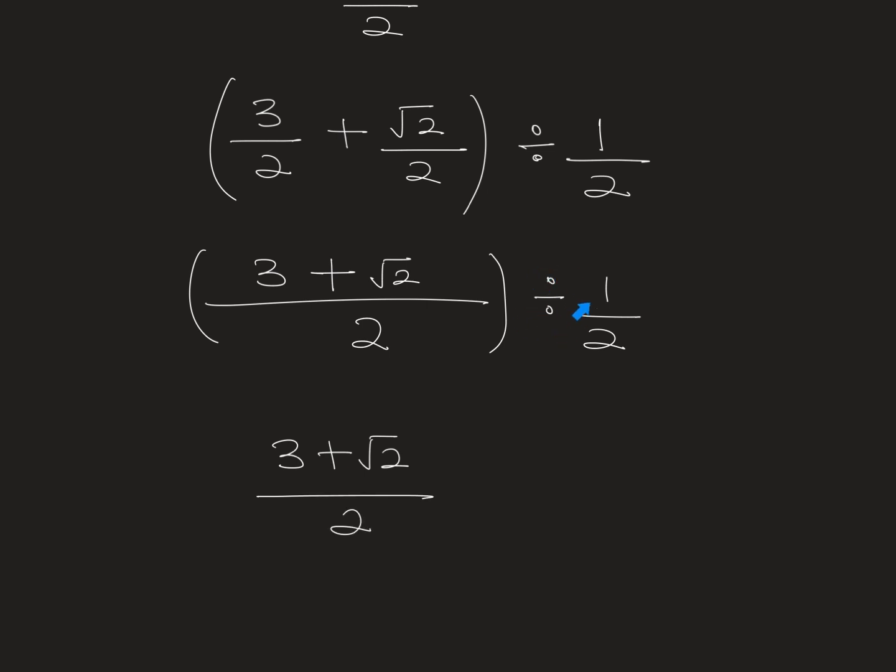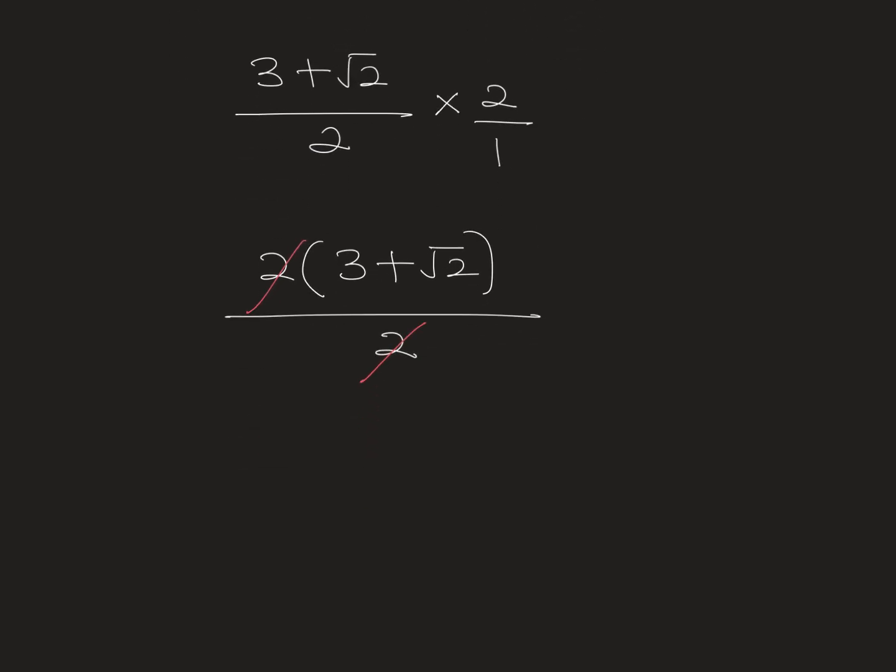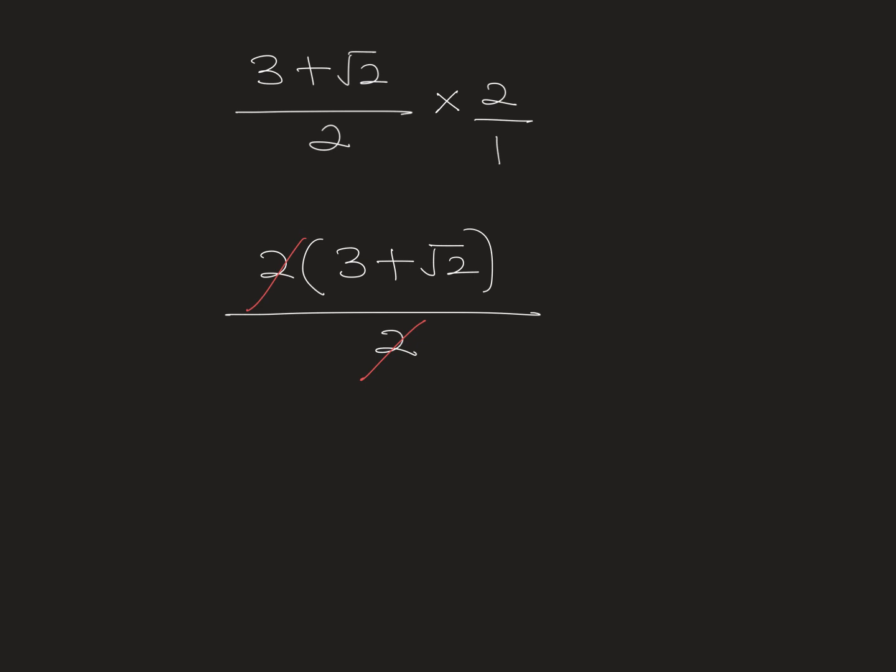For this division sign, we can change it to multiplication. So that will be times 2 over 1. That is, we are going to change their position. So these 2 should be multiplied by all of this expression. So we can say 2 into 3 plus root 2 as the numerator, divided by 2 times 1 is 2. So what can we do here? 2 can cancel 2. So the final answer is 3 plus root 2.